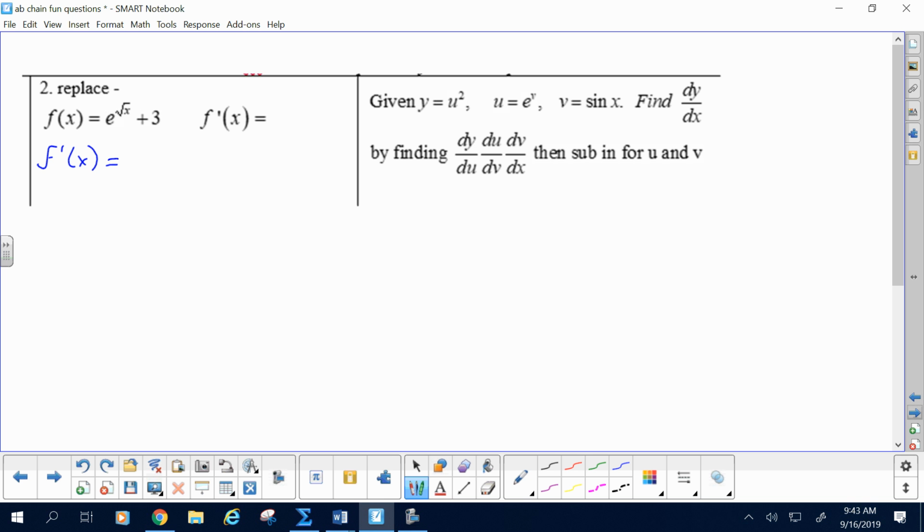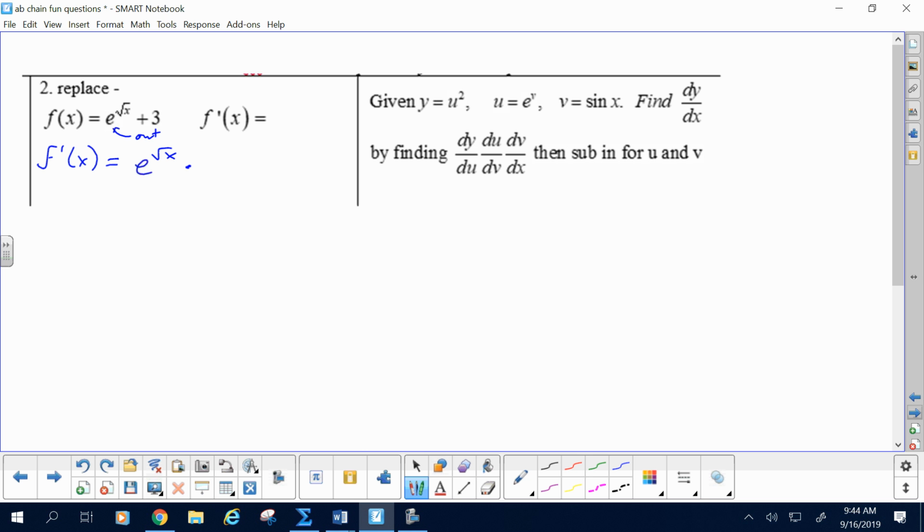Take the derivative of the outside first. In this case, what's the outside? e to the x. So you take the derivative of e to the x, which is still e to the x, but the inside stays the same. So it's the derivative of the outside with the inside the same, which means e to the square root of x. Then multiply that by the derivative of the inside.